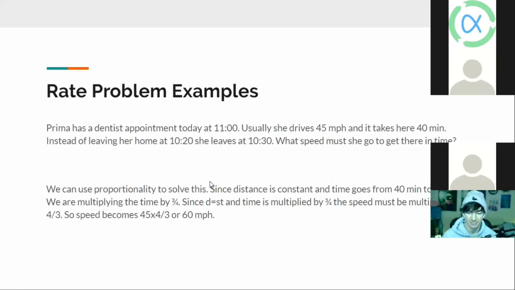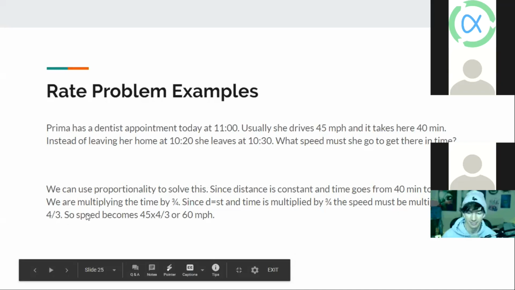Okay, so here's a rate problem example. It says Prima has a dentist appointment today at 11 o'clock. Usually she drives 45 miles per hour and it takes her 40 minutes. Instead of leaving her home at 10:20, she leaves at 10:30. What speed must she go to get there in time? You can use proportionality to solve this. Since distance is constant and time goes from 40 to 30 minutes, we are multiplying the time by 3/4. And since distance is equal to speed times time, and time is multiplied by 3/4, the speed must be multiplied by 4/3. So the speed becomes 45 times 4 over 3, or 60 miles per hour.